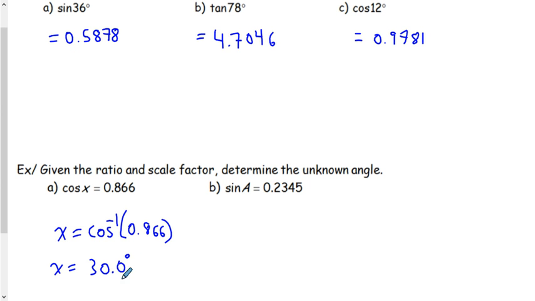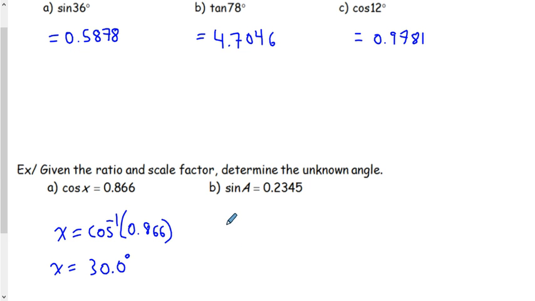So what I've got is an angle in degrees. What it's telling me is that in a 30-degree angle triangle, when I divide the adjacent side by the hypotenuse, I'm going to get a ratio of 0.866, no matter how big or small that particular triangle happens to be.